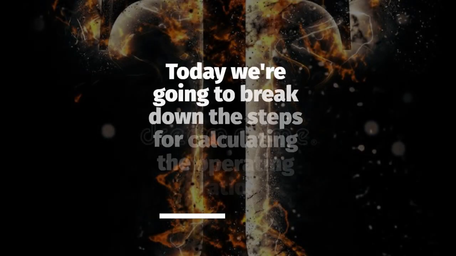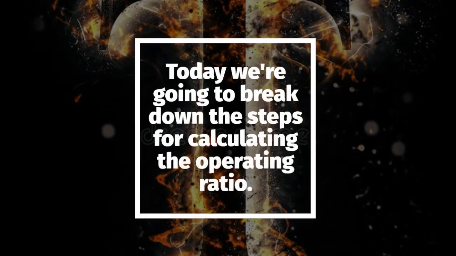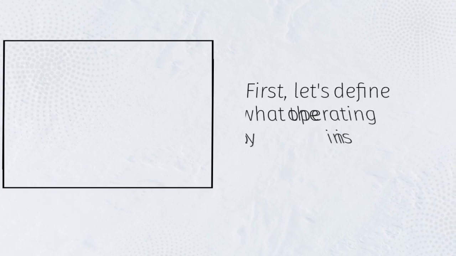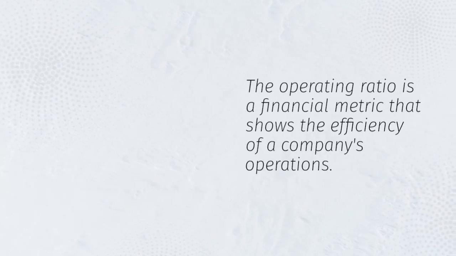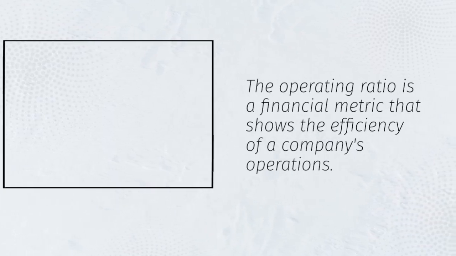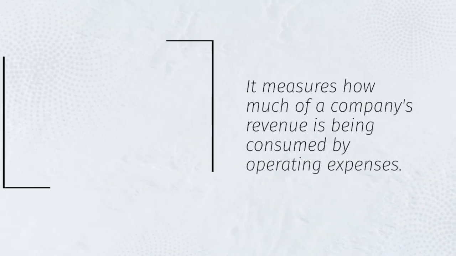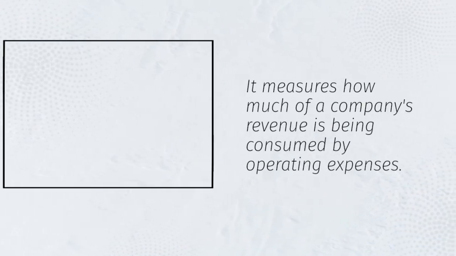Today we're going to break down the steps for calculating the operating ratio. First, let's define what the operating ratio actually is in business terms. The operating ratio is a financial metric that shows the efficiency of a company's operations. It measures how much of a company's revenue is being consumed by operating expenses.